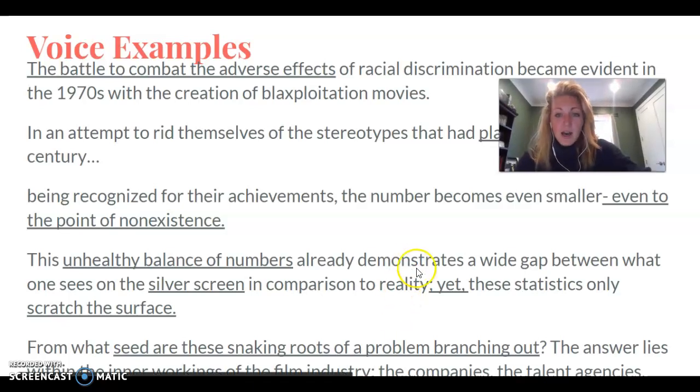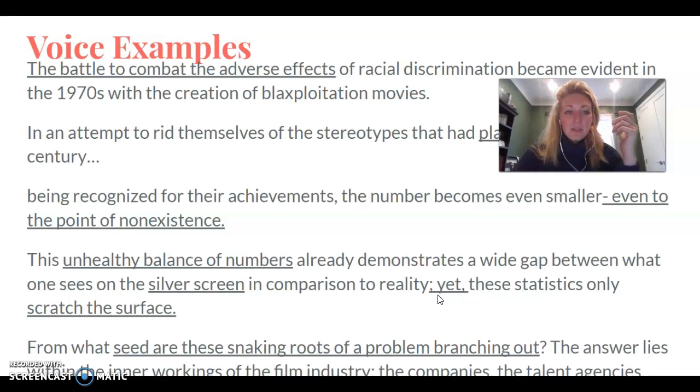Here they use a semicolon, and that adds variety to the sentence structure, or by using different punctuation. They are reminding us of the stance by saying this unhealthy balance of numbers already demonstrates a wide gap between what one sees on the silver screen in comparison to reality. So they're reminding us of their stance by saying, this is an unhealthy balance of numbers. This is not good. I am against what is happening right now.